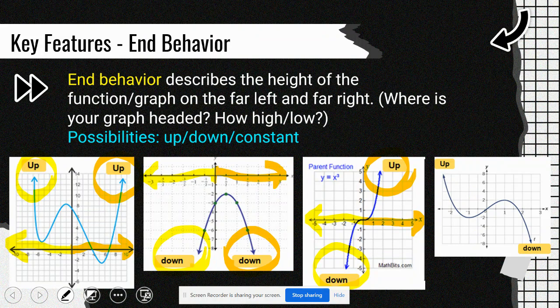And lastly, this function's behavior on the left: as I move to the left, my function is pointing up. And as I move to the right, my function is pointing down. Of course, end behavior isn't exactly this easy, but really, it's just describing where our function is going. Is it going up? Is it going down? Is it approaching a number? What's happening? And we're going to start to introduce that fancy mathematical notation.